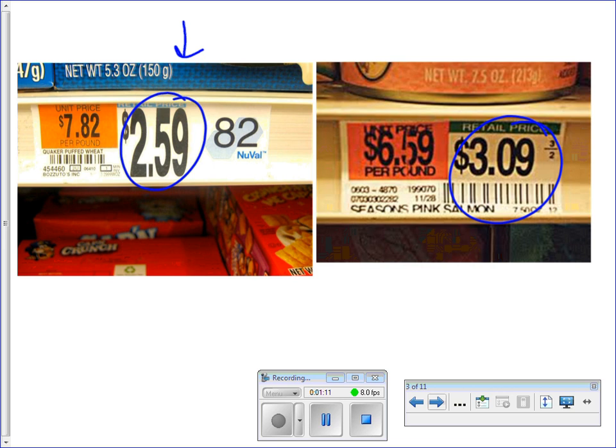On these tags, you'll see something else. What would I have to consider before assuming $2.59 is a better price? What do I have to think about before I grab those boxes and keep pushing my cart down the aisle? How much grocery is it per pound? I have to think about how much product I am getting. Is this a smaller box? Is this a bigger box?